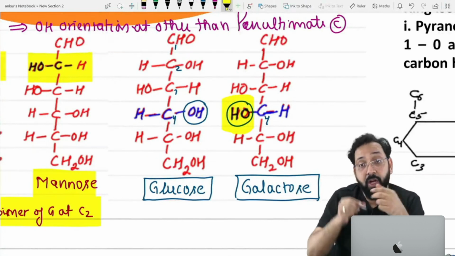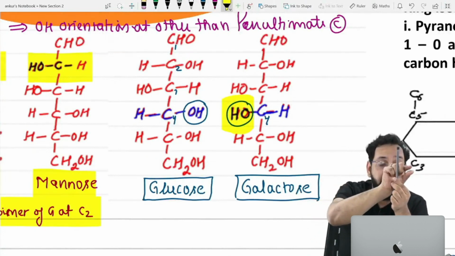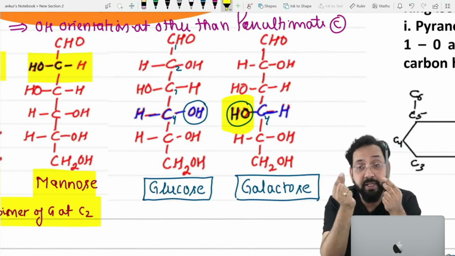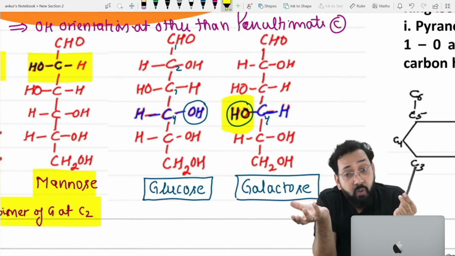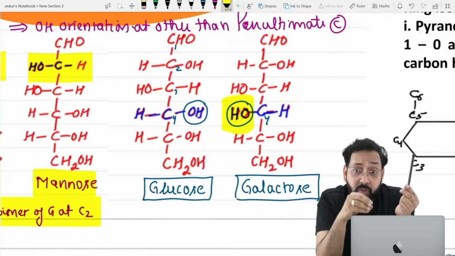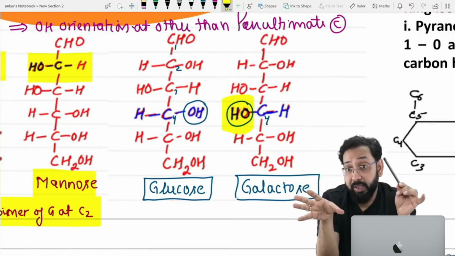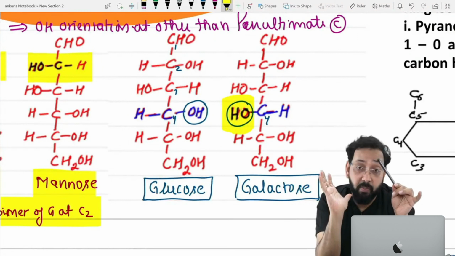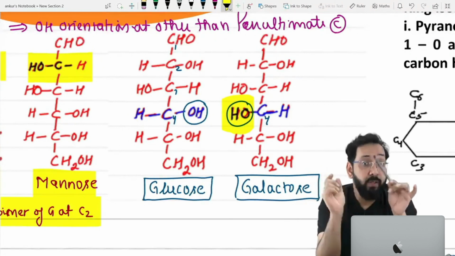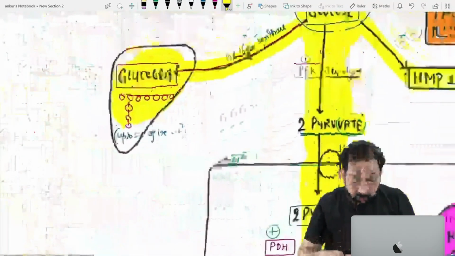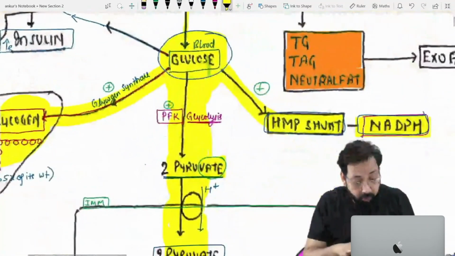What I do, I hold this OH and rotate this OH from left to right side. It would become glucose. So galactose and glucose, yes, they are epimers. They are epimers at carbon number 4, and we all know glucose is normally metabolized in our body. I told you glucose is metabolized by glycolysis like this.